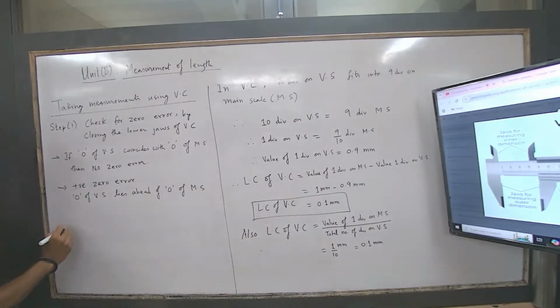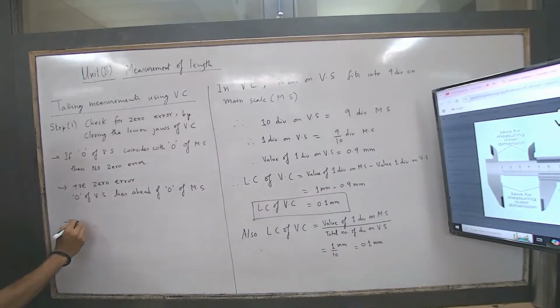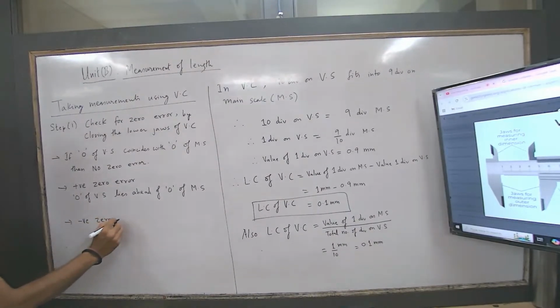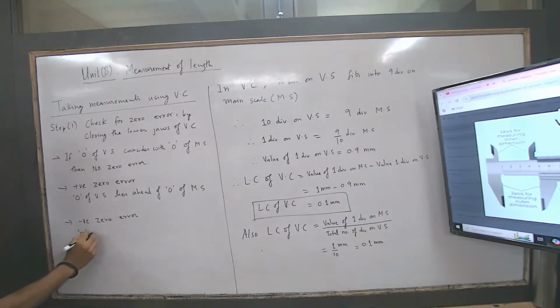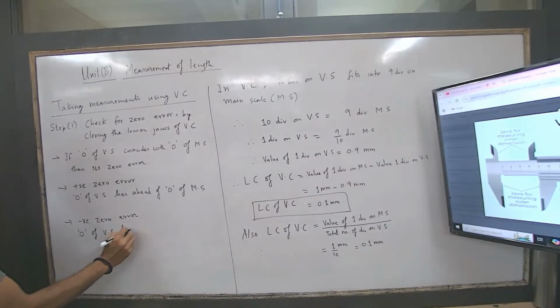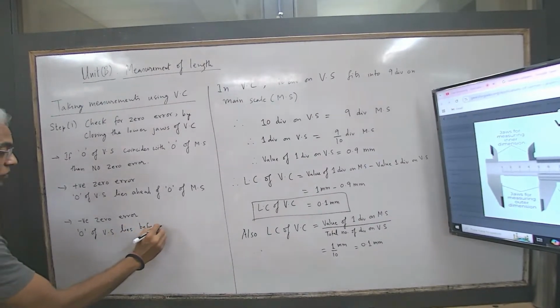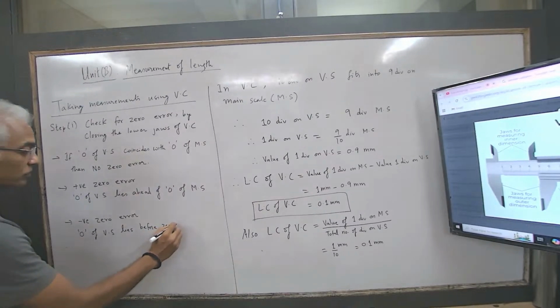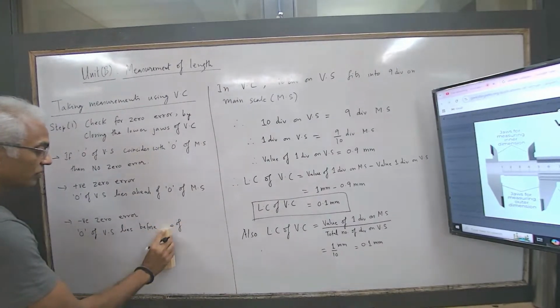And in this case, negative zero error is the situation. Zero of vernier scale lies before zero of main scale.